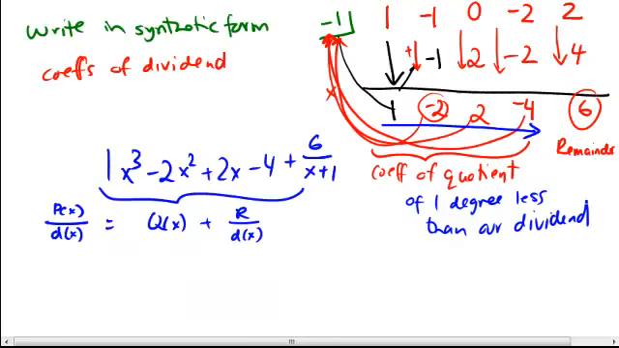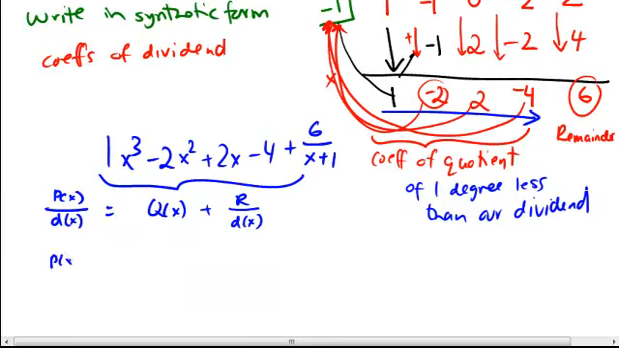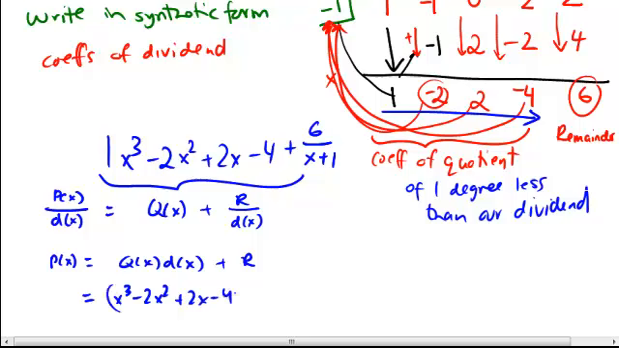There's another way we can write it. We can also write our polynomial like this: Q of x times d of x plus r. So another way to write this would be your quotient, x cubed minus 2x squared plus 2x minus 4, multiplied by your divisor x plus 1, plus 6. So that's just another way we can write this. This is equivalent to this.